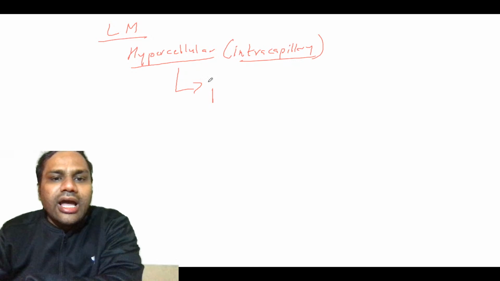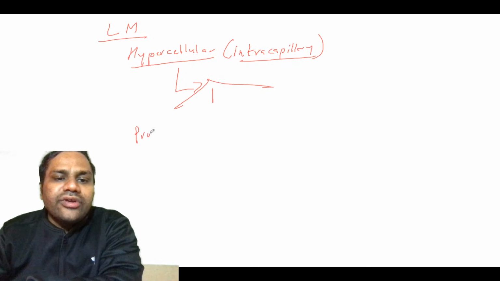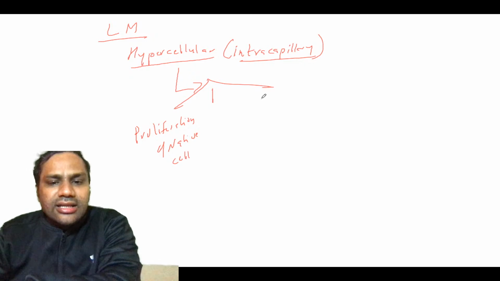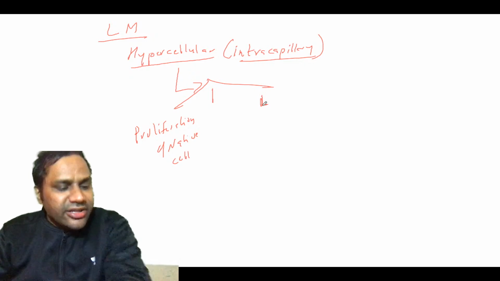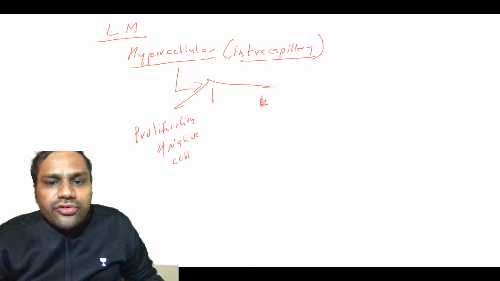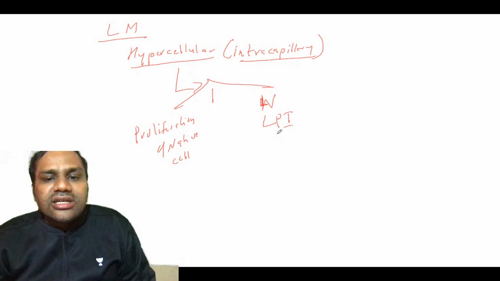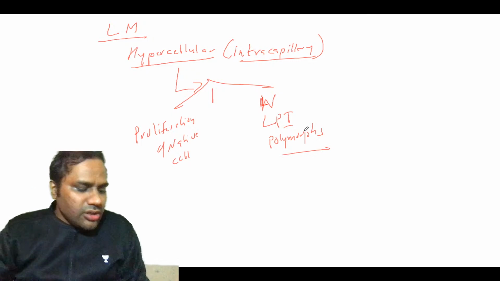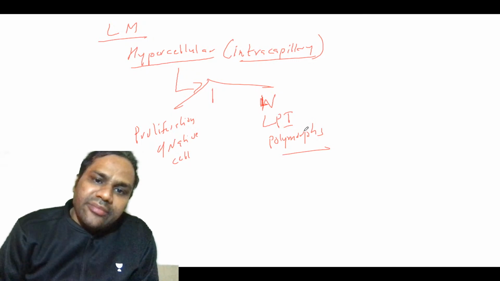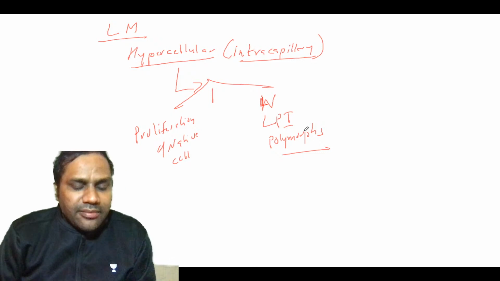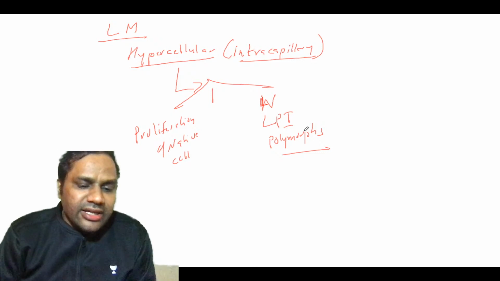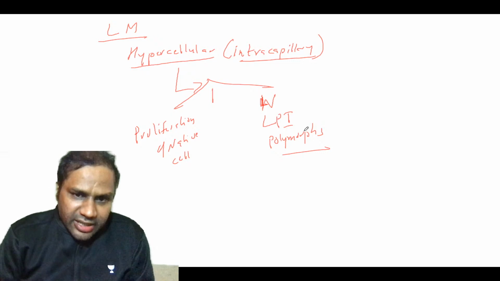Hypercellularity can be of two types. One, proliferation of native cells. Another, there will be lymphoplasmacytic infiltration, polymorphonuclear cells, neutrophils and all. So these are all inflammatory cells. They can be seen, and they increase the intracapillary cellularity.